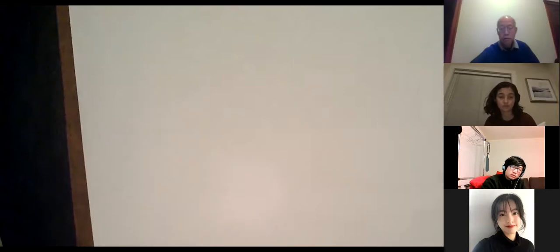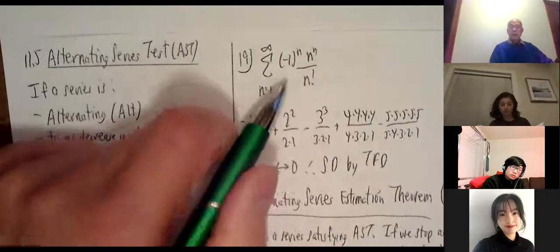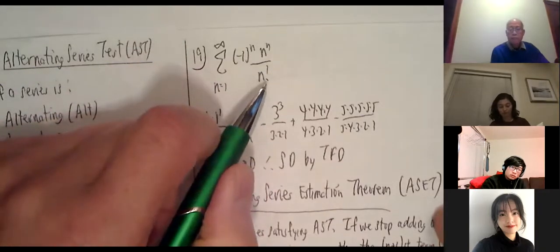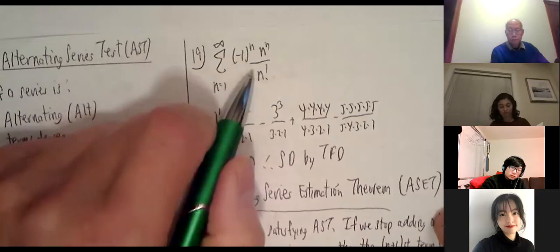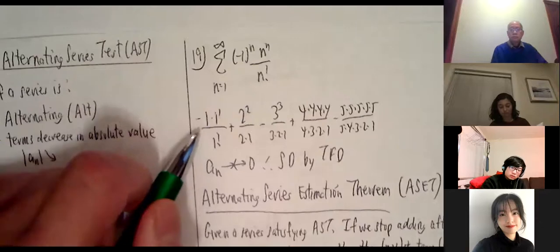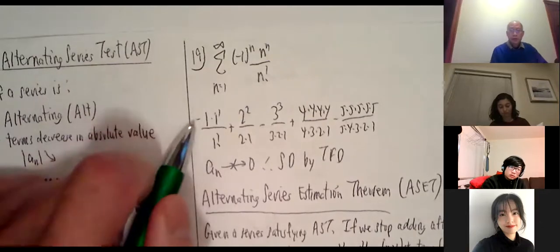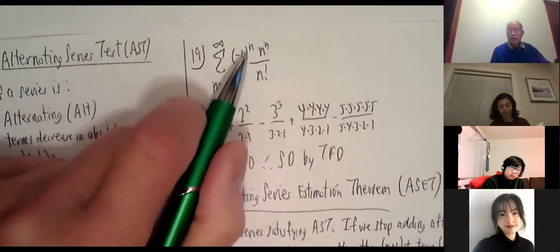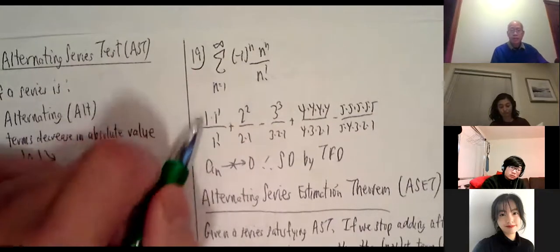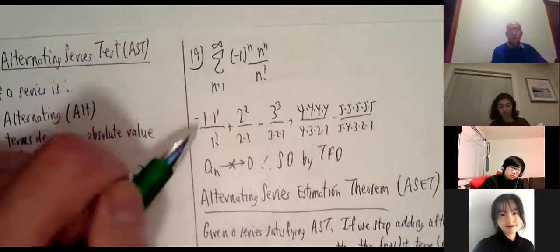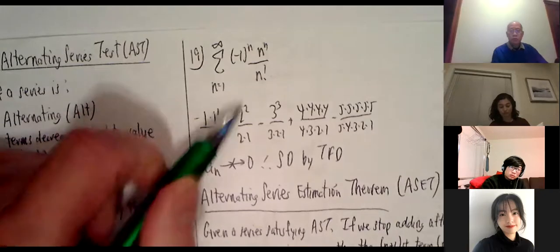Okay, 19 is really kind of weird. Summation n equals 1 to infinity, negative 1 to the n, n to the n over n factorial. So let's see. That one I actually have here. n to the n over n factorial. Is it alternating? Sure. This time starts with a negative. How do I know it starts with a negative? If you plug in 1, negative 1 to the 1 is negative 1. So negative, positive, negative.